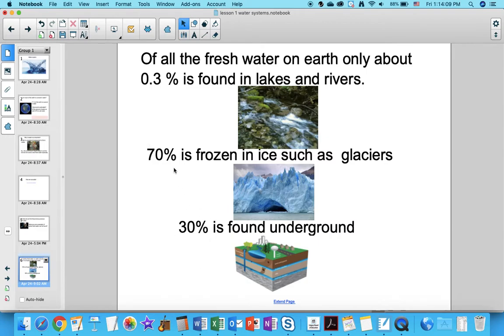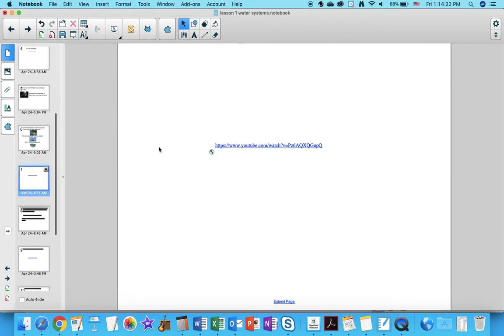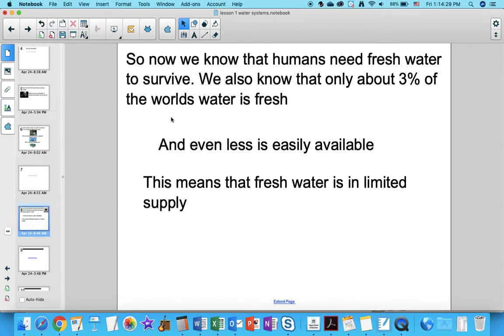So when you look at a river and lake, yeah, they're fresh water, but that only makes up a very small percentage of the fresh water on Earth. The majority of it is found frozen in ice. In this video, we'll talk about the different types of fresh water and where they're found. So now we know that humans need fresh water to survive. We also know that only about 3% of the world's water is fresh, and even less is readily available.